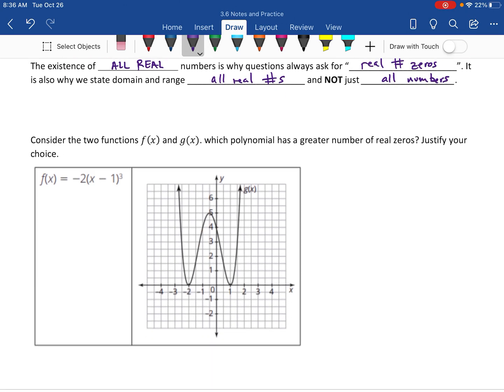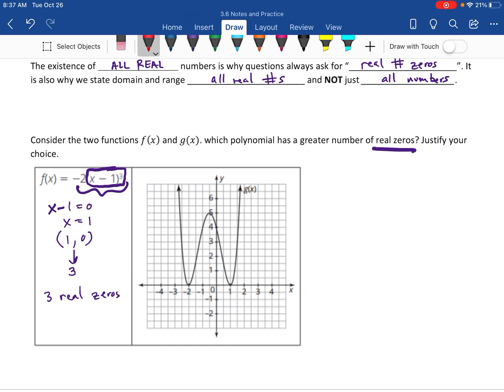So, considering that we are only looking at real zeros and real numbers, we're going to consider these two functions. You need to figure out which polynomial has a greater number of real zeros and then justify that. Looking at this first equation, I have x minus 1 to the third power. You already know how to solve this. If we set this equal to 0, we get x is equal to 1. So our zero is at (1, 0), and it has multiplicity of 3. So this really has 3 real zeros.